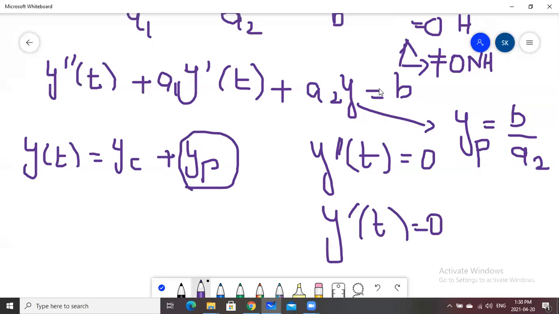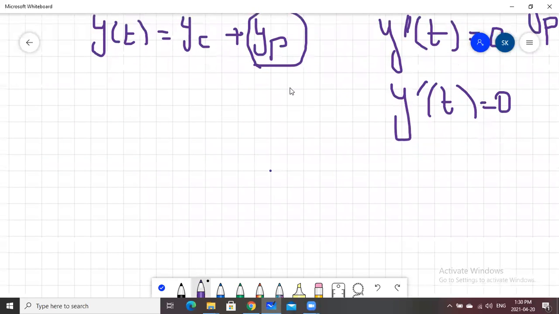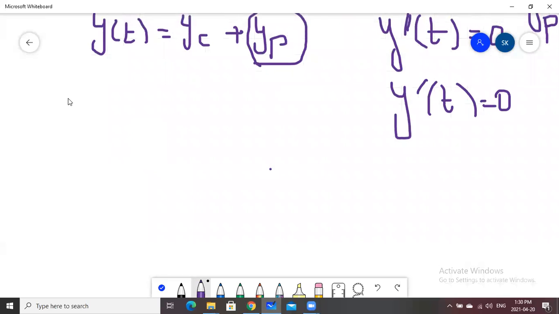What happens is that over here we will say that y double prime of t plus a1 y prime of t plus a2y is equal to 0. In order to find out the value of yc, we will put the value of b equal to 0 for evaluating the value of yc.